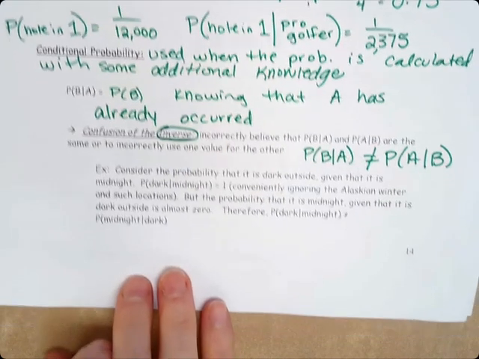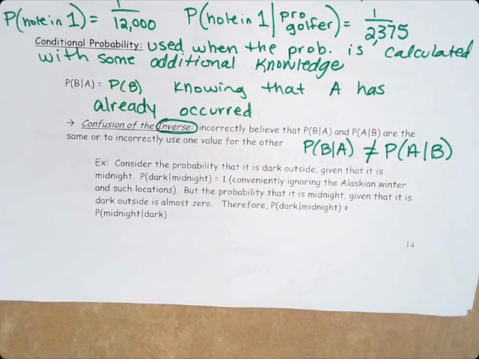So this example is a pretty good one. Consider the probability that it's dark outside given that it is midnight. So probability of dark given midnight equals 1. Conveniently ignoring the Alaskan winter in such locations. But the probability that it's midnight given that it's dark outside is almost 0. Therefore, probability of dark given midnight does not equal probability of midnight given dark.